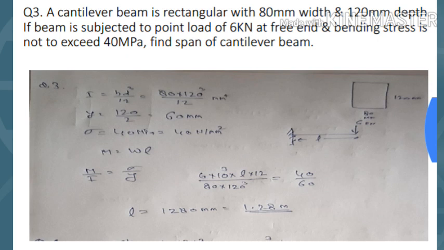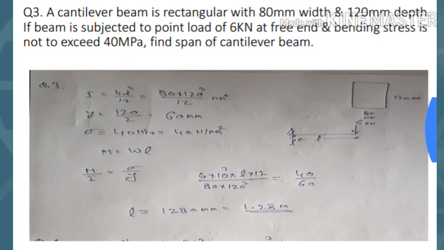Now if the beam is subjected to a point load of 6 kN at free end and bending stress is not to exceed 40 megapascal, find the span of the cantilever beam. Now in this case the beam is given as a cantilever beam and the load is acting at the end of the beam, that is at the free end. In case of cantilever with point load at free end, the maximum bending moment is given as M equal to W into L.